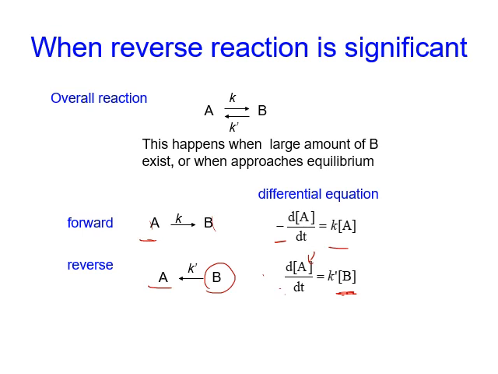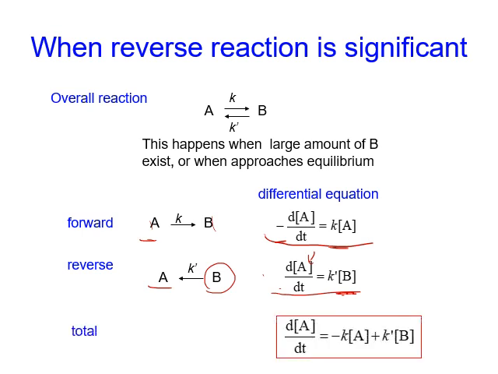So what actually changed for A? This term tells you A will be consumed, and this term tells you A will be produced. The net effect is that you add these together. That's the total change for A as a differential equation for this overall reaction. Next slide, we're going to derive the integral rate law for this reaction.